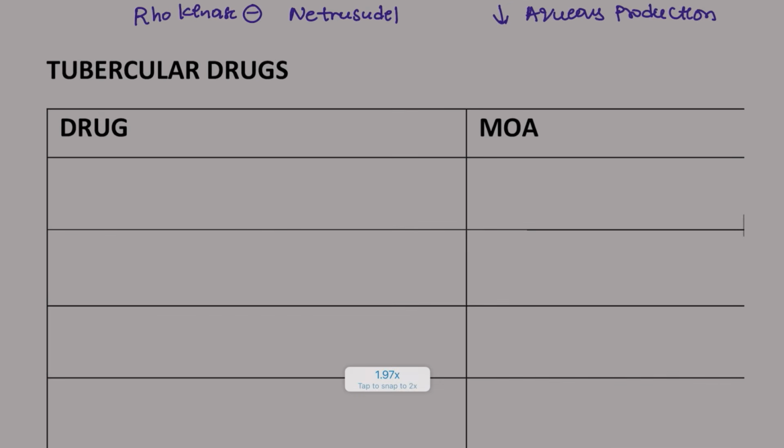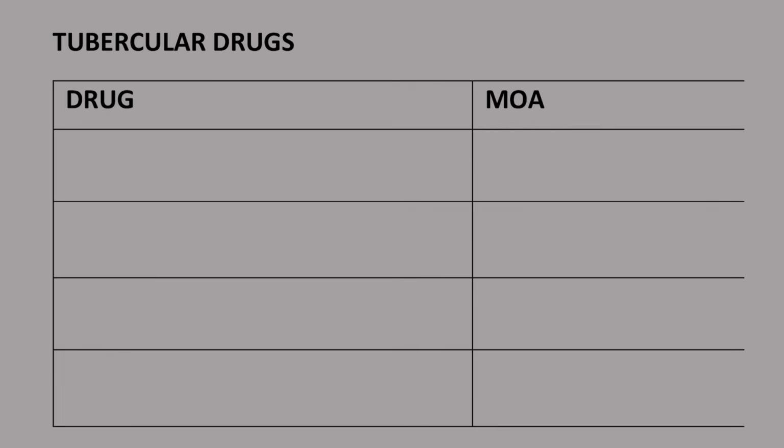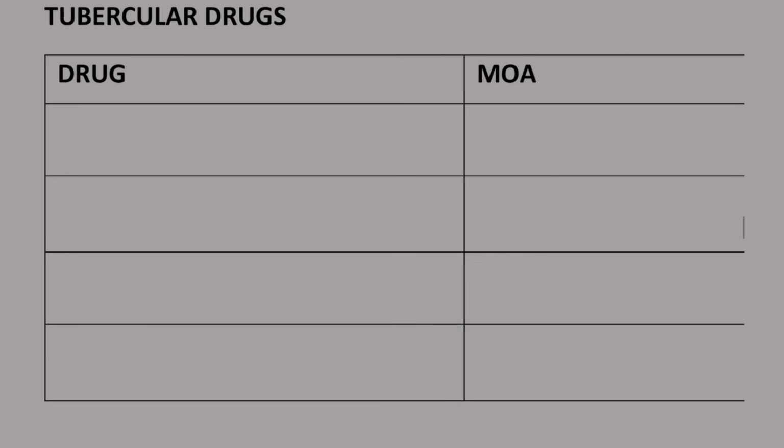Next, the most important, that is the tubercular drugs. Tubercular drugs are very, very important, guys. The first one is rifampicin. Okay, rifampicin, and the other one is isoniazid. This is pyrazinamide and ethambutol.